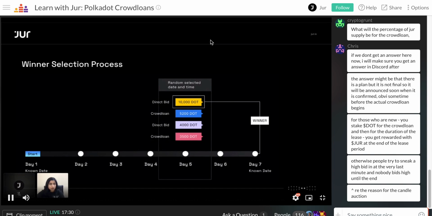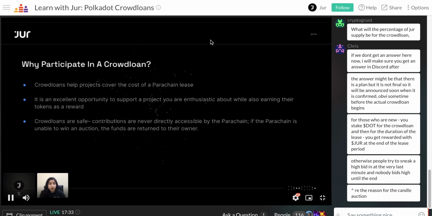So okay, moving on. Why should anybody participate in a crowd loan? So the top reason is, of course, crowd loans help cover the cost of the parachain lease. And it is an excellent opportunity to support any project that you're enthusiastic about. And it also gives you an opportunity to earn their reward tokens while showing your support. And thirdly, crowd loans are extremely safe. Why? Because these funds are never managed by the project itself. They're managed by Polkadot and the code that runs on Polkadot.